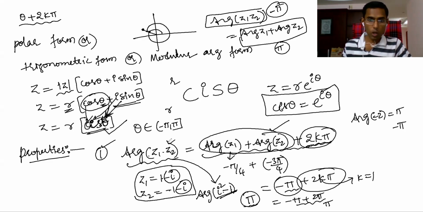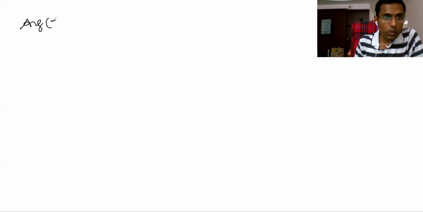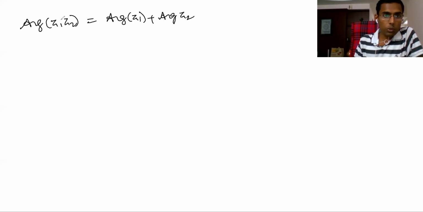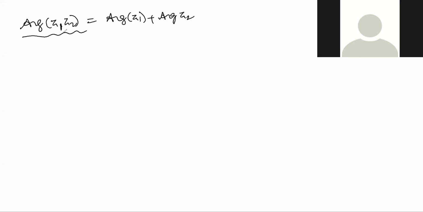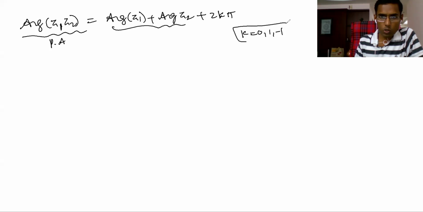If it is in the principal argument, try to understand this point. The argument of Z1 into Z2 equals the argument of Z1 plus the argument of Z2. There's no doubt about it. If you write this much, it is correct. But if this is in the principal argument, the principal argument will always be one value, it cannot be two. So you bring it into the principal argument by adding 2k pi appropriately, by taking k equal to 0 or 1 or minus 1, only this much you have to take.